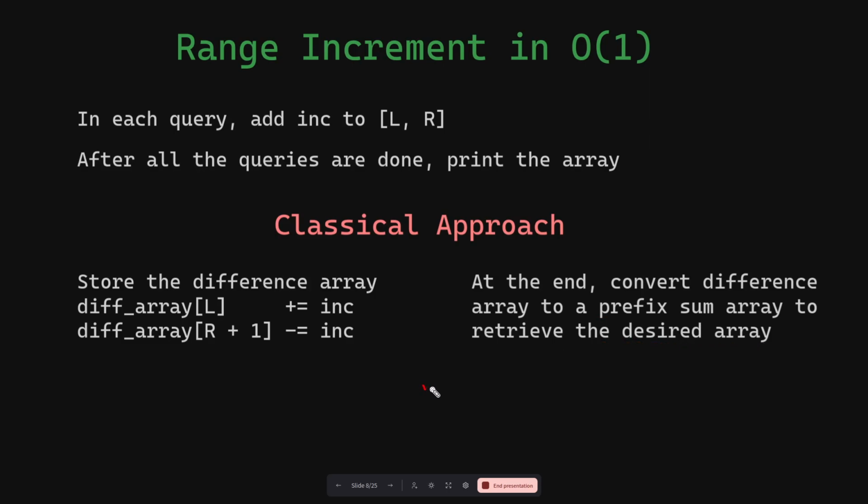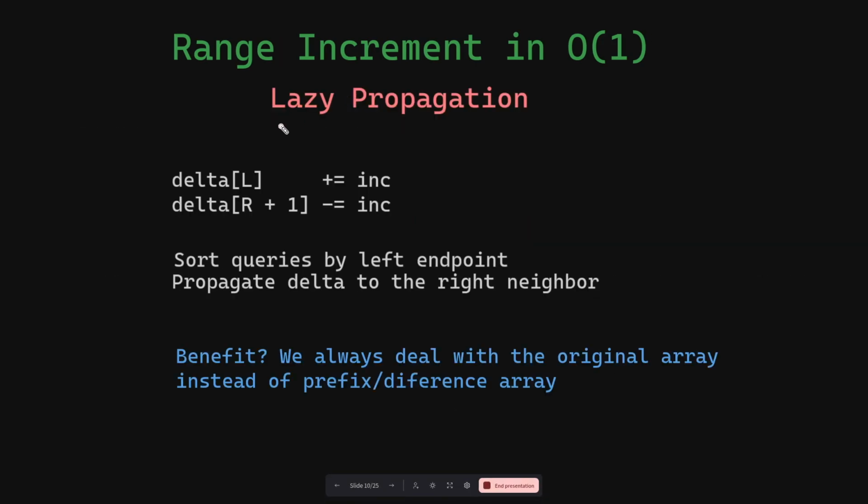This approach definitely works, but there are a lot of things going on in the background, such as the difference array and the prefix sum array. So let us look at another implementation that doesn't utilize these concepts, at least not directly. We will call this idea lazy propagation.